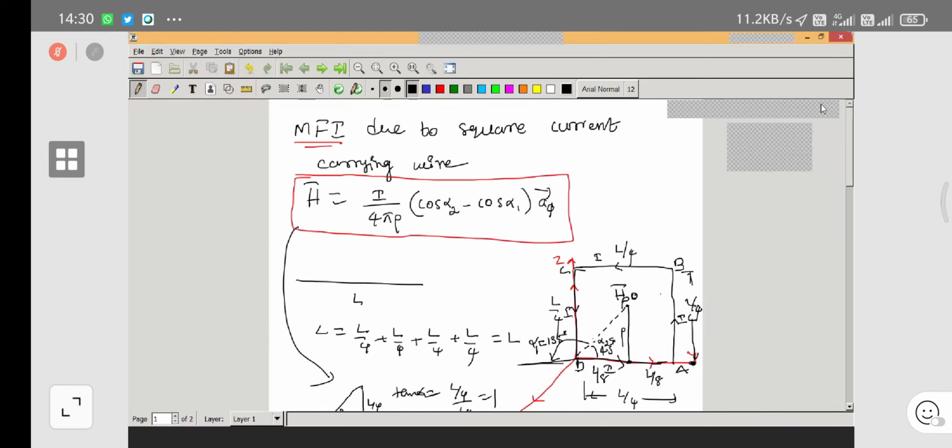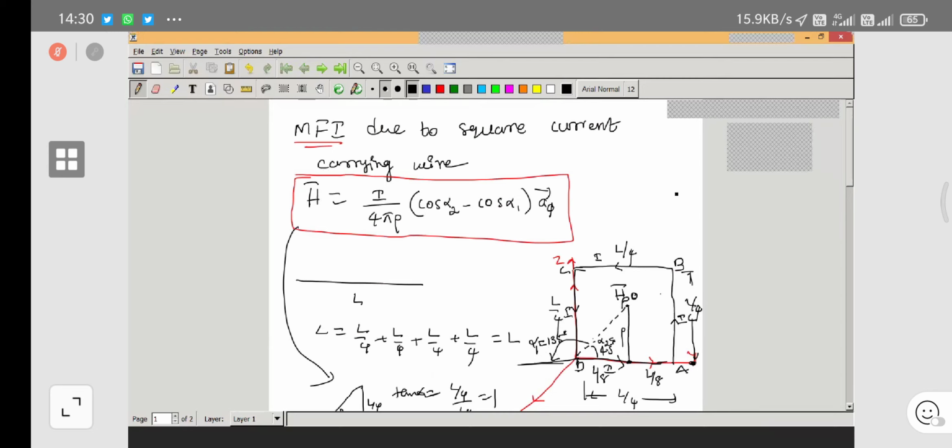I'm taking only 10 minutes. Magnetic field intensity due to square current carrying wire. In the previous section, we found the magnetic field intensity due to a straight current carrying filamentary conductor, and the infinite conductor. After that, the magnetic field intensity due to a square current carrying conductor. In this, we involve the right hand thumb rule. The magnetic field intensity of a straight current carrying conductor is H equal to I by 4 pi rho, cos alpha 2 minus cos alpha 1, a_phi.